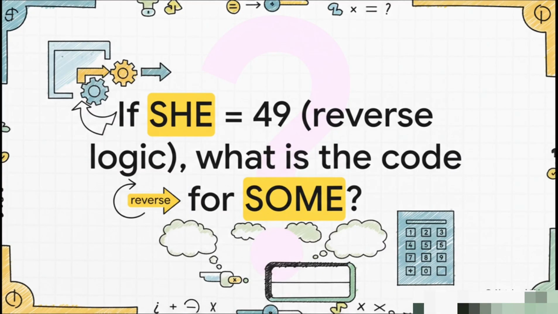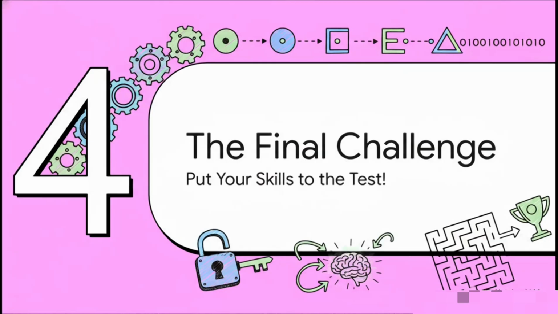So let's see if you can use that advanced logic yourself. We're told that she is coded as 49, using that same reverse value logic. So your mission is to calculate the code for sum. Go ahead and pause right here and give it a shot. This is the perfect way to test if you really got this trick down.